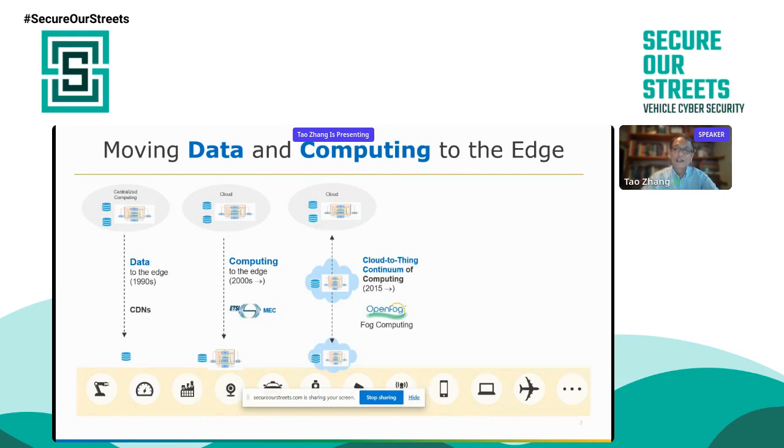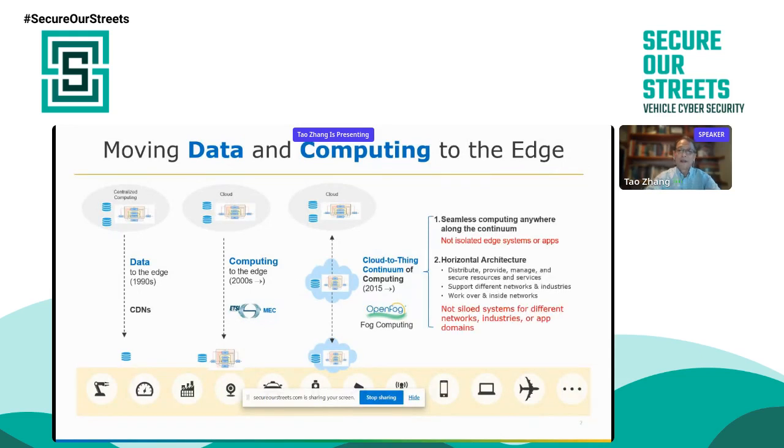Fog computing can be viewed as an advanced version of edge computing. Specifically, it calls for a seamless computing continuum, all the way spanning from the cloud to the thing. So rather than isolated edge systems and applications as people have been considering previously, fog computing calls for a seamless continuum, meaning that you can do computing anywhere depending on your need. For example, depending on your need for performance, your need for privacy, and how much the client wants to be involved in their computing tasks.